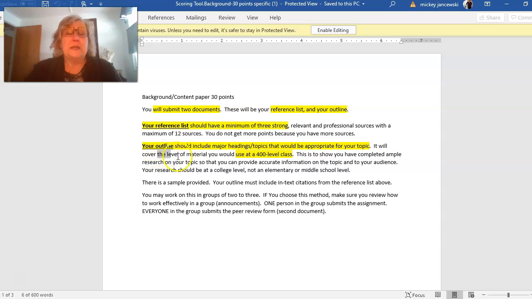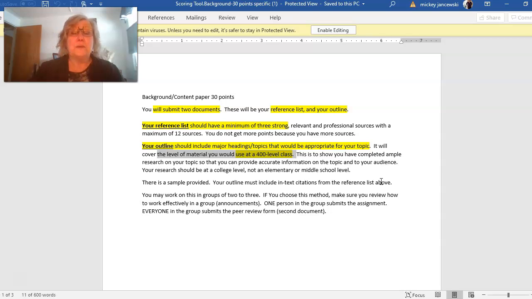The key issue here is that you are covering material in your outline that is comparable to what you would write in a 400 level class. So if you were writing a paper on COVID vaccine and COVID vaccine campaigns, what would be included in your paper? When you do an outline, the outline represents all of the research you've conducted, not just the research you're going to use for your presentation.